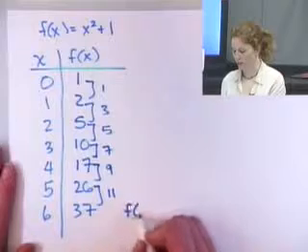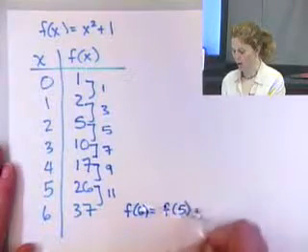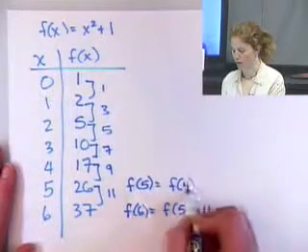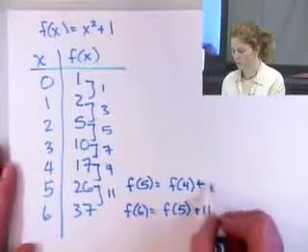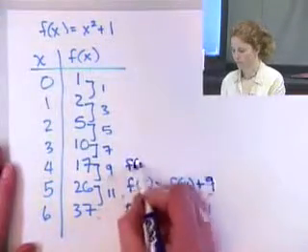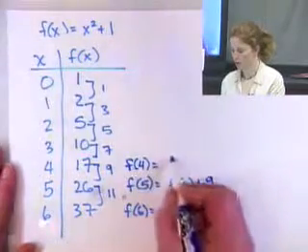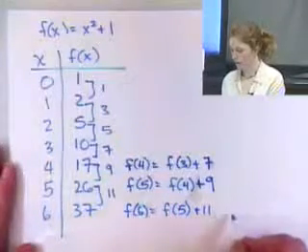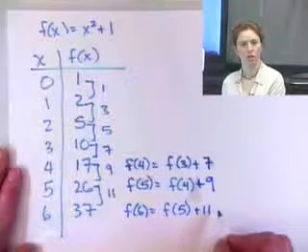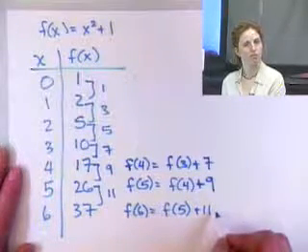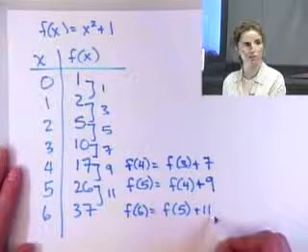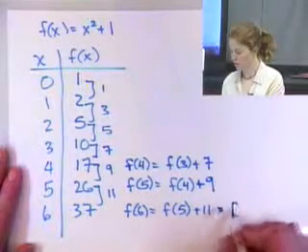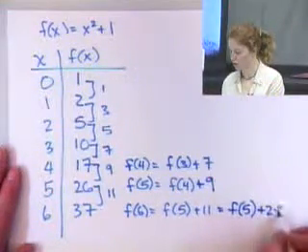So f of 6 is equal to f of 5 plus 11. Okay. f of 5 is equal to f of 4 plus 9. f of 4 is equal to f of 3 plus 7. So how can I write 11 in terms of 6? 2 times 6 minus 1, right? So let's write this as f of 5 plus 2 times 6 minus 1.